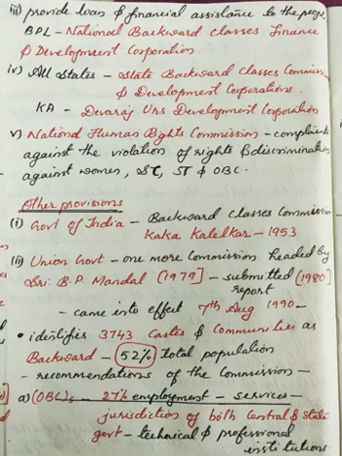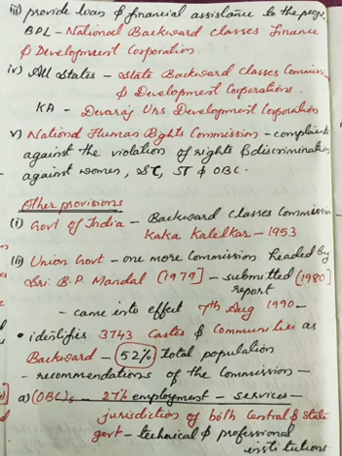Other provisions. Number 1. The Government of India appointed the Backward Classes Commission headed by Kaka Kalelkar in 1953. Number 2. The Union Government appointed one more commission headed by Sri B.P. Mandal in 1979. This commission submitted its report in 1980, and it came into effect on 7th August 1990. This commission identified 3,743 castes and communities as backward, which formed 52% of the total population.